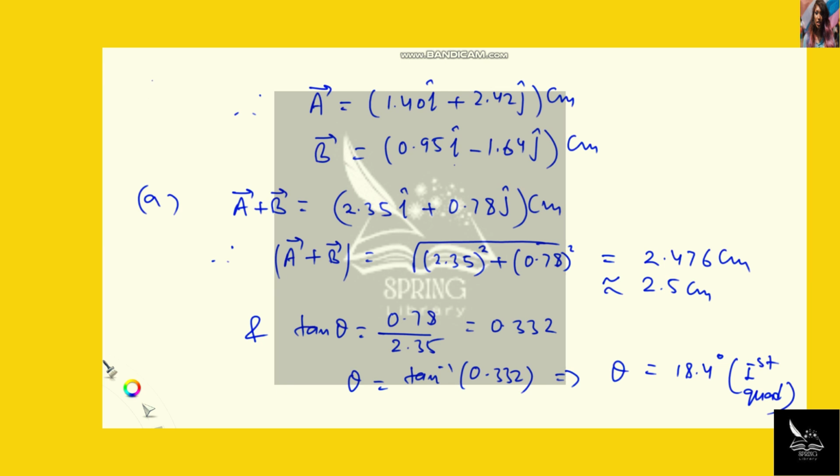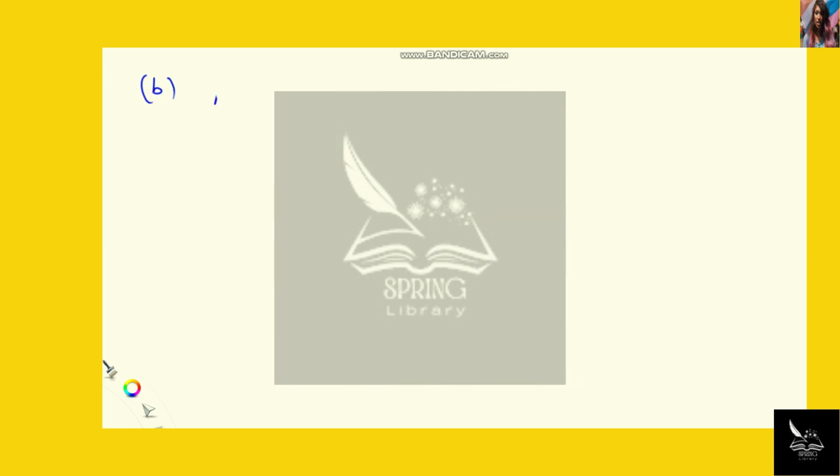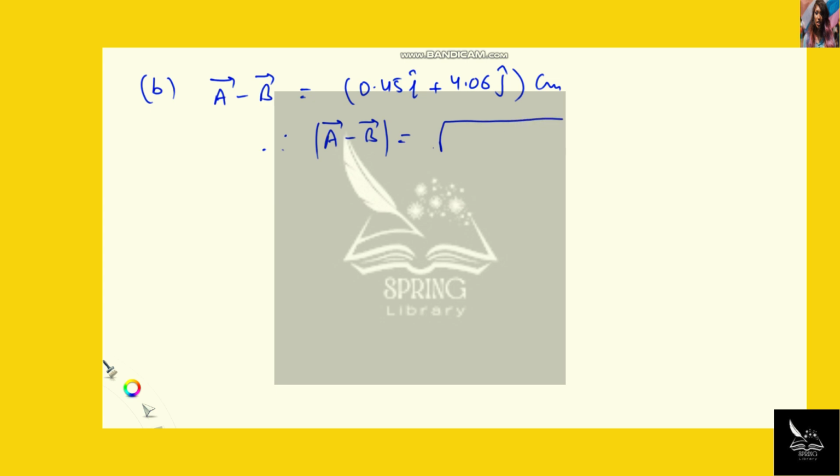Now in the second part of the problem we have to find A minus B. So subtracting them we get 0.45 i cap plus 4.06 j cap centimeter. So magnitude of this A minus B, that will be square root of square of 0.45 plus square of 4.06, and it is calculated to be equal to 4.08 centimeter.